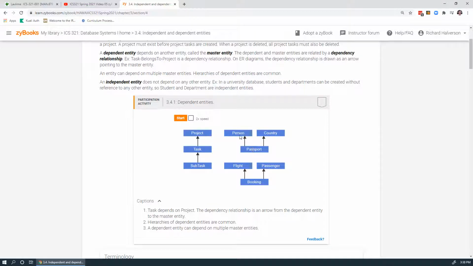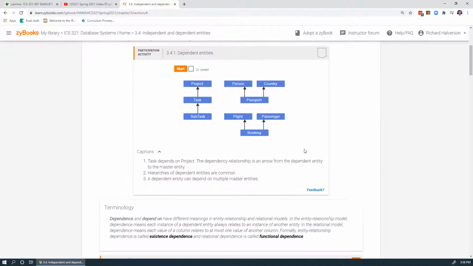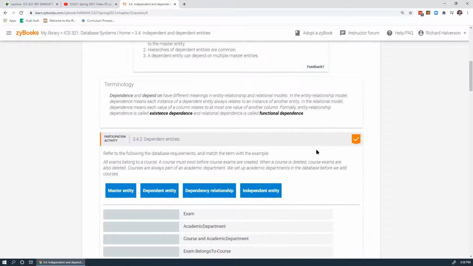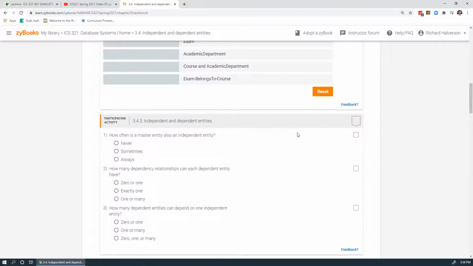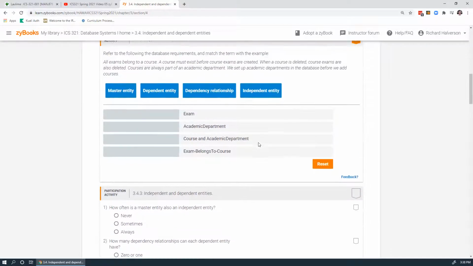A passport cannot exist without a person or a country. If either the person or the country goes out of existence, the passport doesn't mean anything anymore in most cases. A booking has to have a flight. A booking cannot exist without the flight and without the passenger. So this is a nice exercise to do: which are independent and dependent?